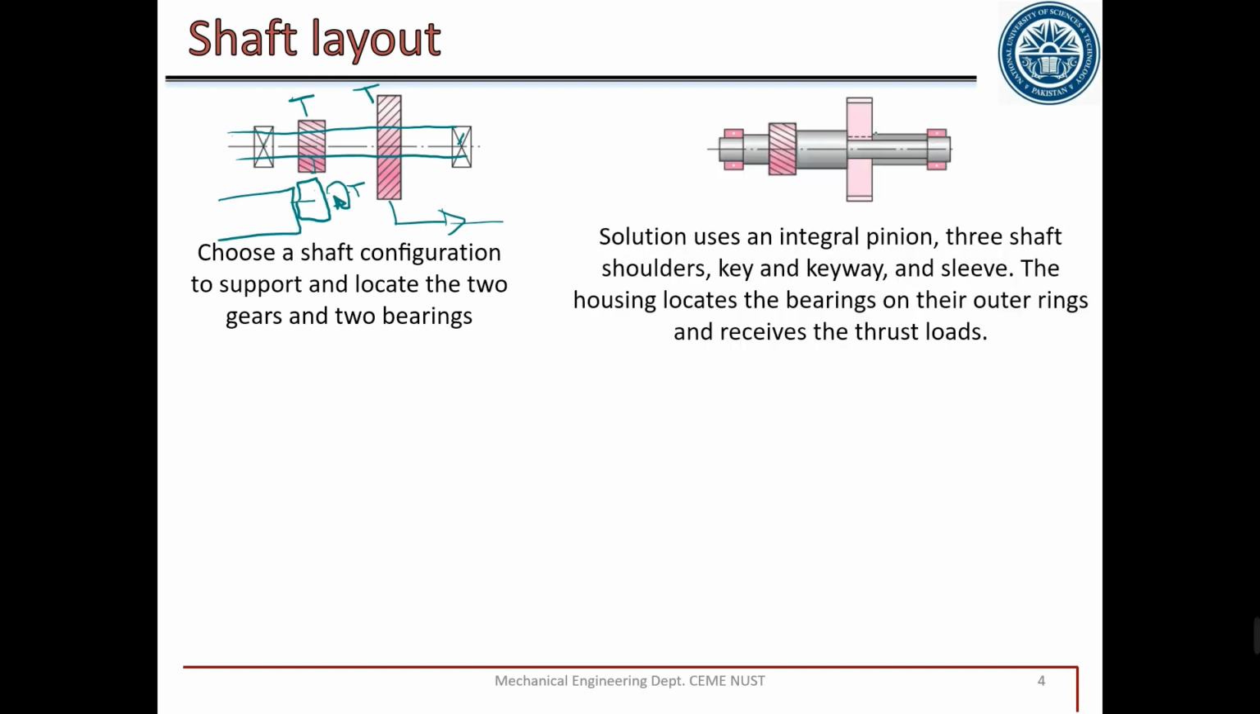We have one gear, we have two gears. In between the gears, we need to attach these components by means of a key, collar, or any other component, and these are two bearings. So this is one idea, one possibility of adding a shaft.